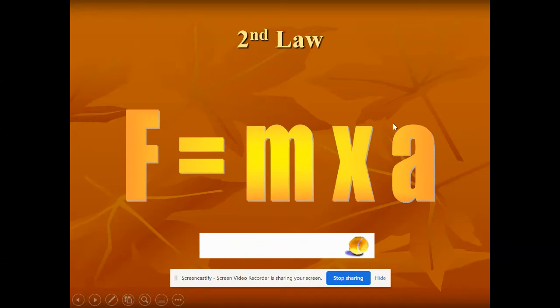Hi guys, we're back with Newton's laws. Please have your science notebook out. We are going to talk some more about Newton's laws, specifically the second law today.